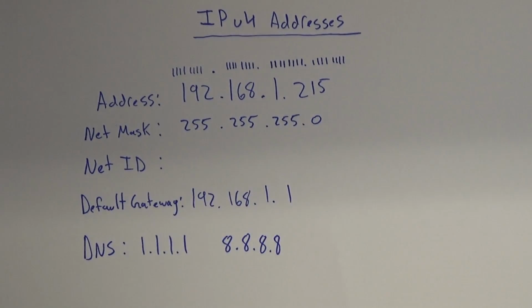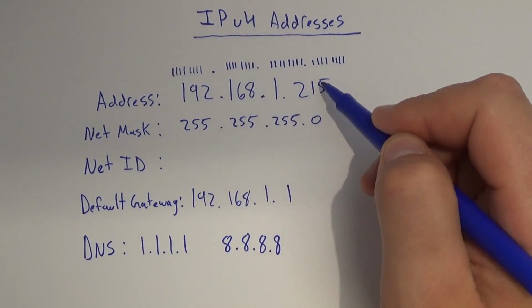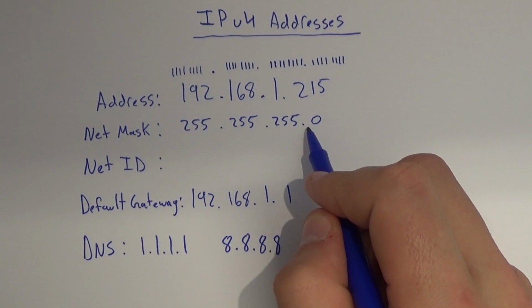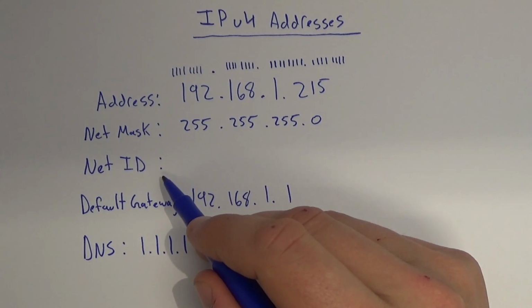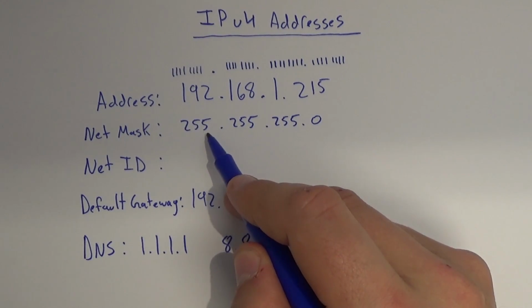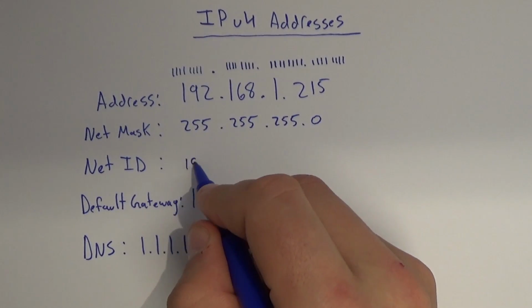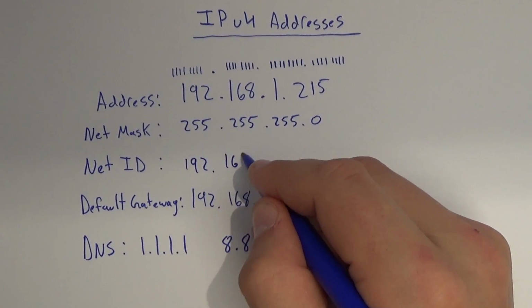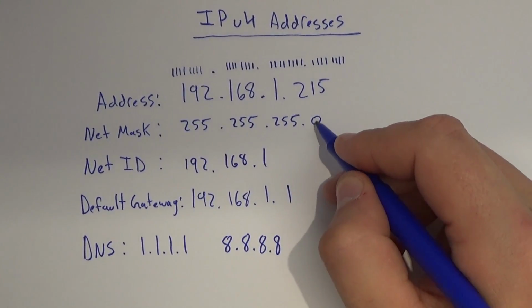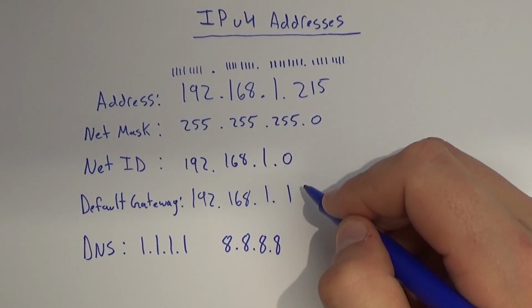The net mask is what tells the computer what network it is on. We can essentially use a logical AND between the binary representation of this address and the binary representation of the net mask to come up with the network ID. But essentially, any octet that is covered by all ones, or 255, is going to translate down to the same value. So 192.168.1, and this 0 says that this part is not part of the network ID, so .0.